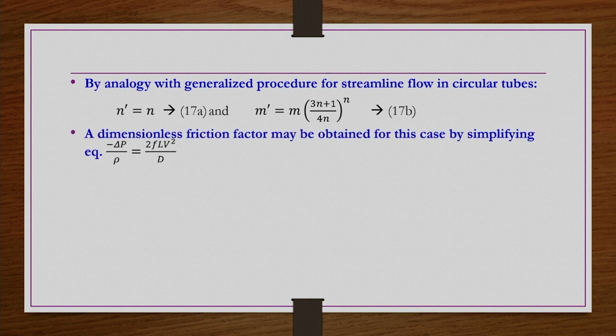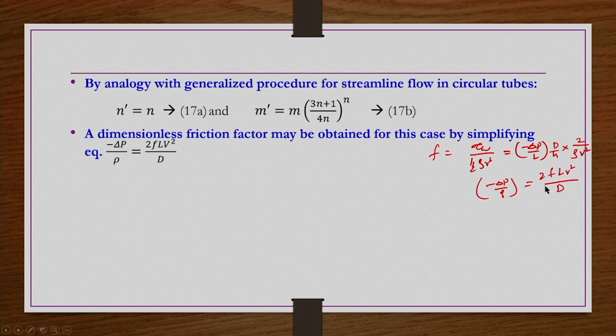We define the friction factor. How do we define the friction factor? F is equal to tau W by half rho V square. So, tau W is minus delta P by L times d by 4, divided by half rho V square. This is what we have. Then from here, the same thing, if you write minus delta P by rho, you can write it as 2 F L V square by d. This is what you can have.